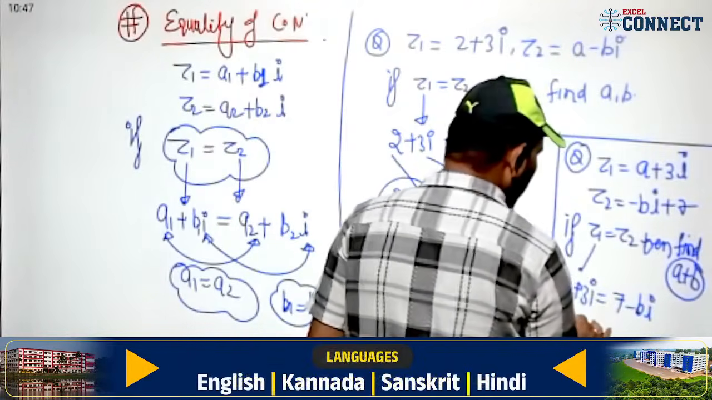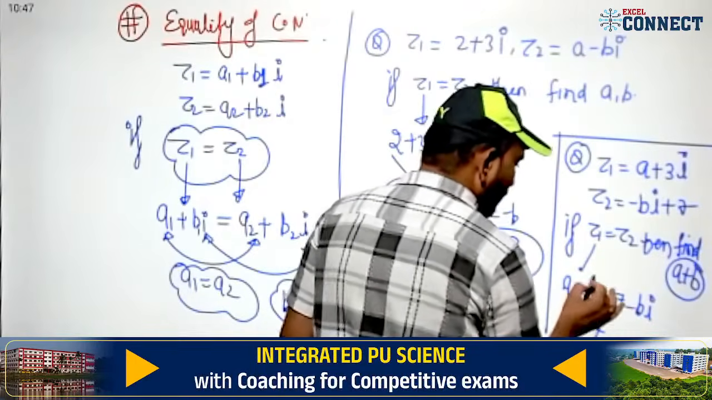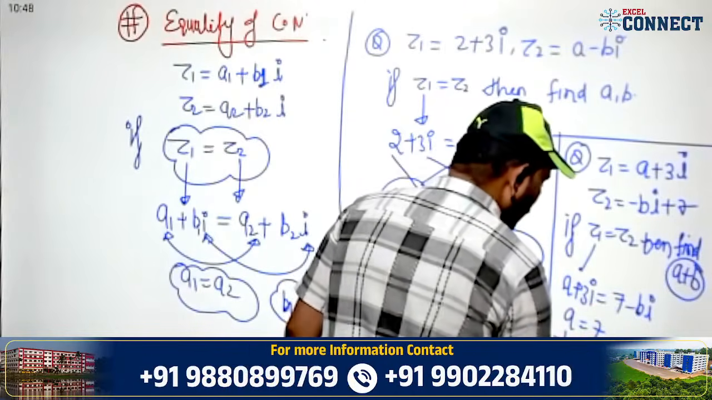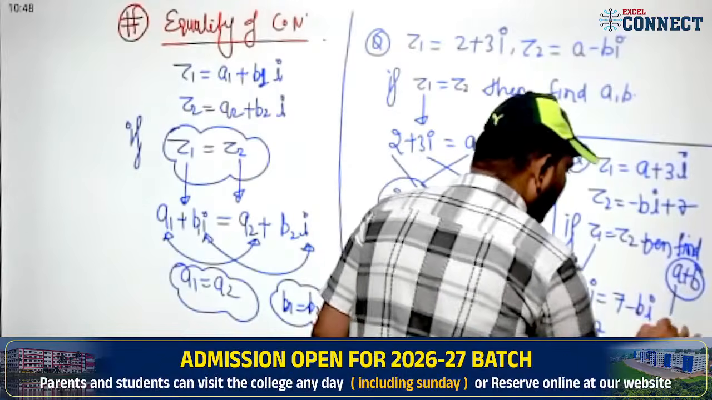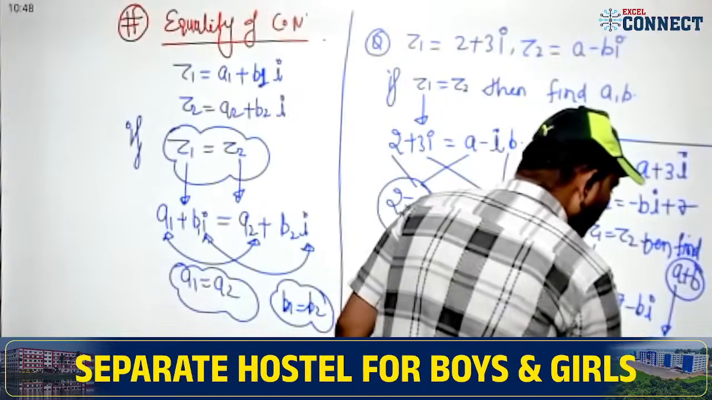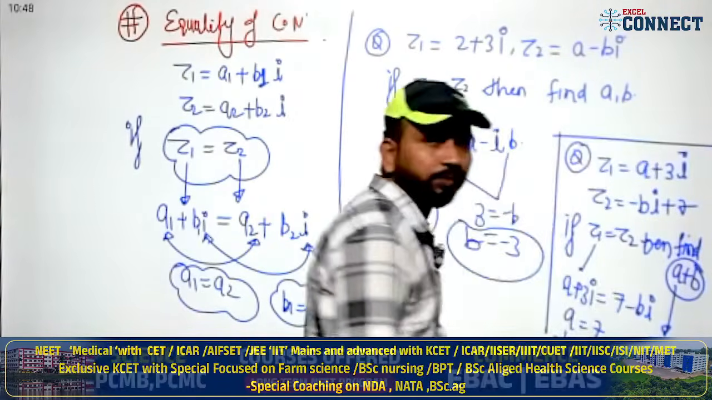Okay. So A is equal to how much? 7. Because real portion equal, imaginary portion equal. So minus B is equal to 3. So you can say, sir, nothing but B is equal to minus 3. What they ask? A plus B. A is 7, plus B is minus 3. So what is this summation? It is 4. Yes or no?